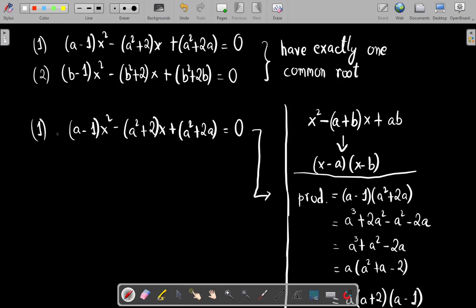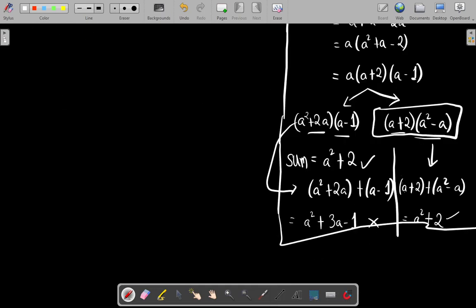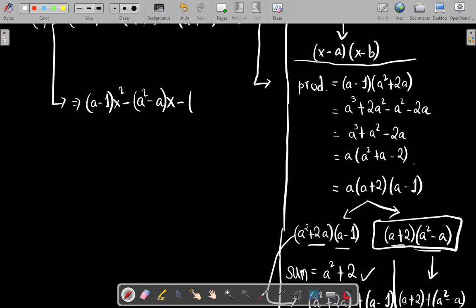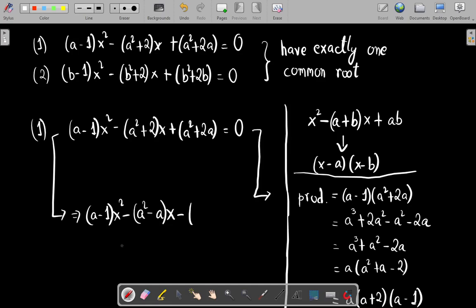So if I factorize it now, this implies a minus 1 times x square. The factors are this, a plus 2 and a square minus a. Okay, so I can write it as a square minus a x minus a, a plus 2x plus a square plus 2a.